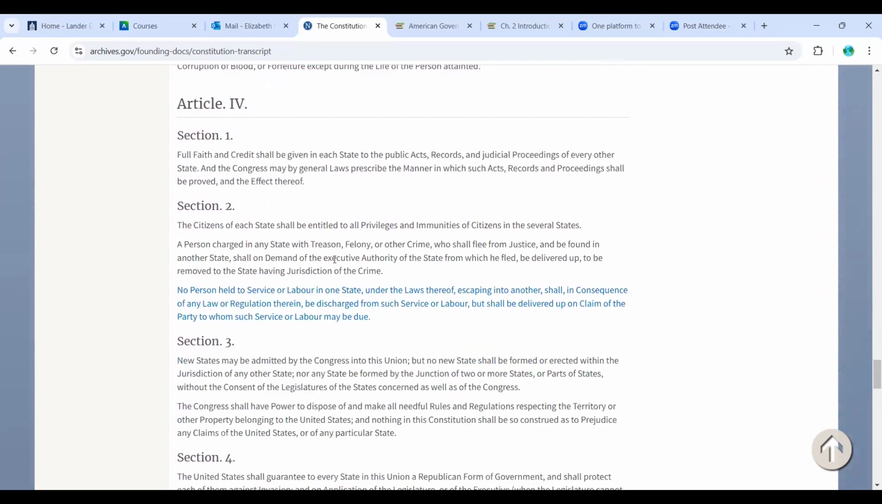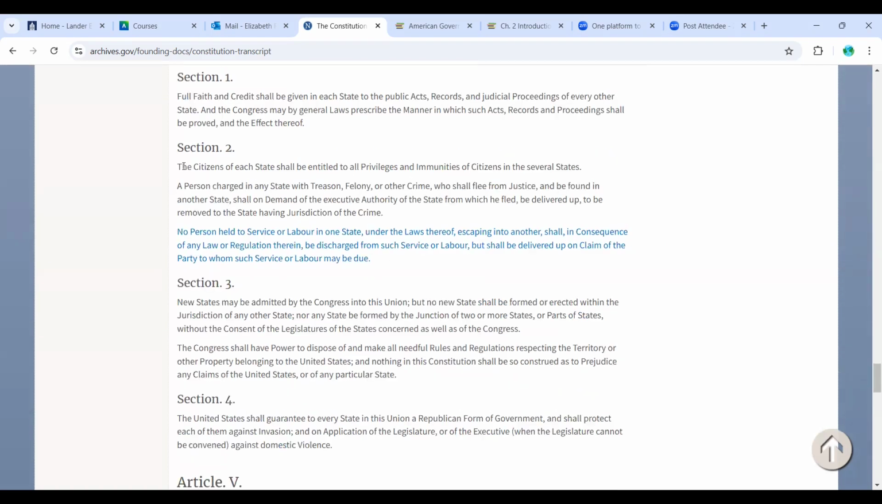Article 4, a little more difficult to establish a central theme, but for our purposes, we'll say it's state-to-state relationships. Section 1 of Article 4 provides a full faith and credit clause, which means that the laws of any one state must be enforced by other states. Contracts entered into in any one state will be upheld in other states.